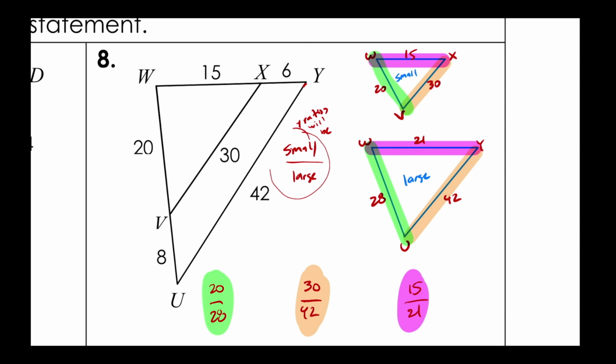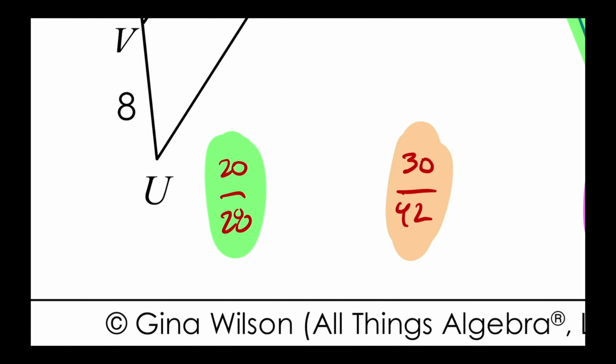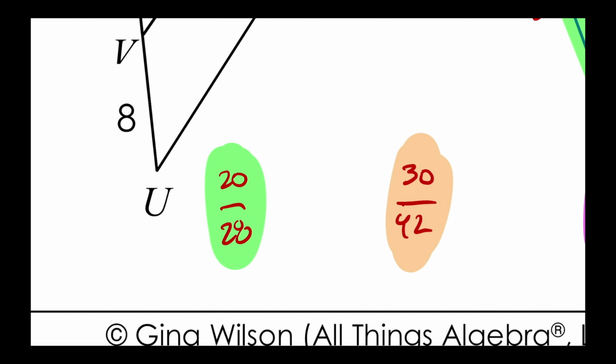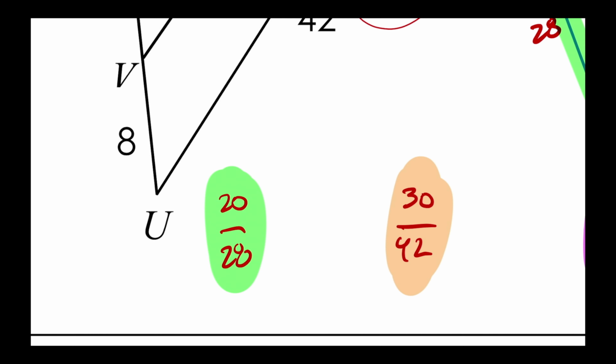And now they don't all look the same right now, but let's simplify. So 20 over 28. What can I simplify 20 and 28 by? What can I divide the top by? I can divide by 4. Good job. So if I divide the top by 4 and the bottom by 4, I get 5 over 7.